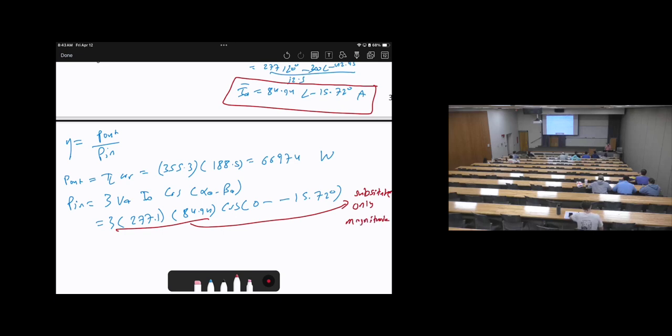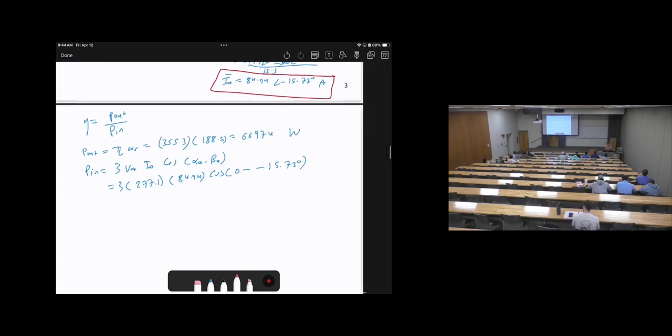Again, substitute only magnitudes. Don't substitute the angles. If you substitute the angles, this yields a complex number for real power, which is incorrect, and this yields a complex efficiency, which does not make sense. We cannot say the efficiency is 95% angle 10 or something like that. And keep in mind, the efficiency cannot be a negative number either. Now we plug this into the calculator. This yields 67,970 watts.